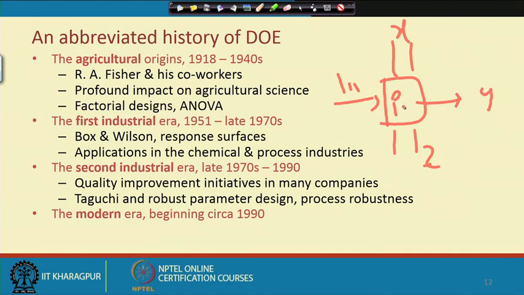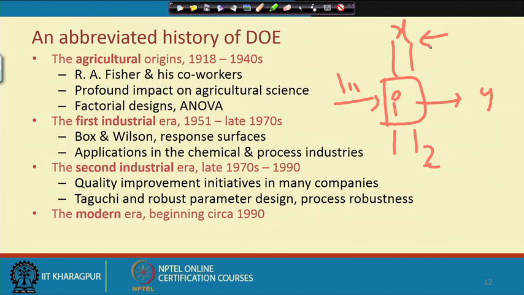So once you know the response variable and what objective you want to achieve in terms of the response variable, given x and z as input, then your work comes: how to set the controllable factors, what the settings of the different factors will be, what the different levels of x will be, and then how you do the experiment, and all those things will come.